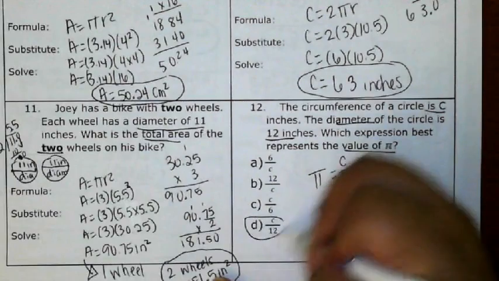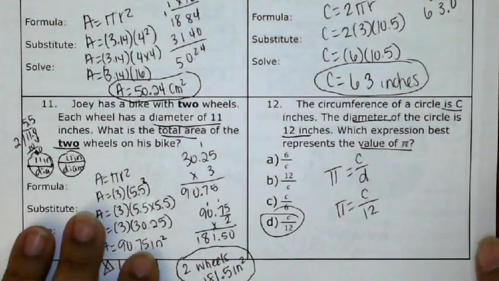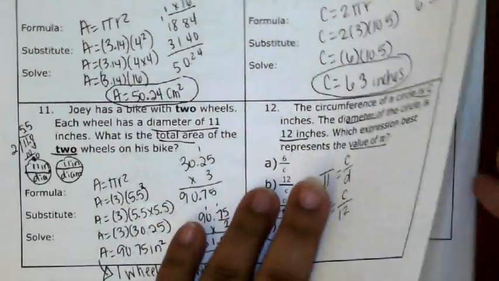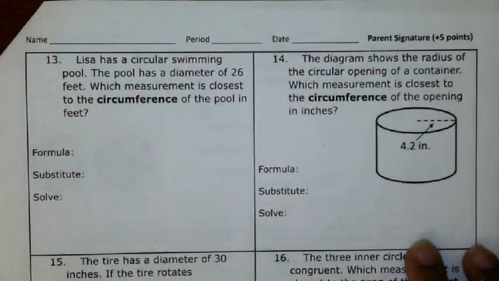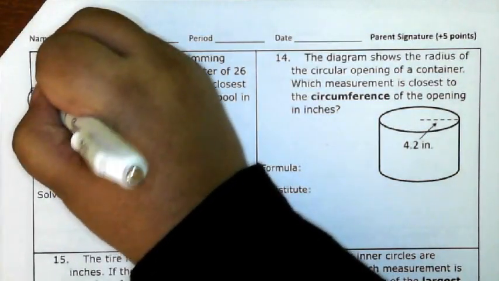I'm going to go ahead and move to page 3. Alright. So here, number 13. Lisa has a circular swimming pool. The pool has a diameter of 26. So edge to edge is 26 feet. Okay? This is the diameter.